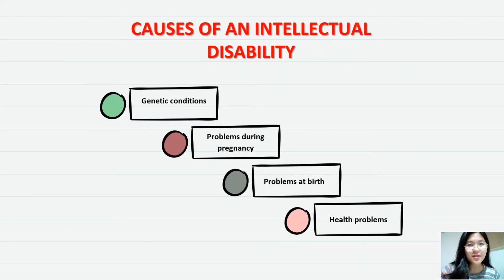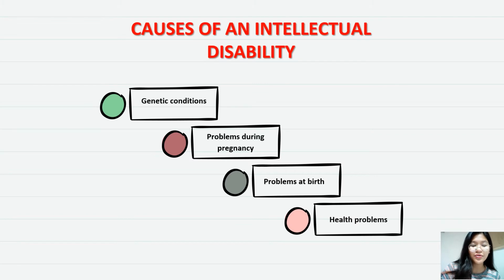Here are the common causes of an intellectual disability. Genetic conditions. Sometimes an intellectual disability is caused by abnormal genes inherited from parents, errors when genes combine, or other reasons. Examples of genetic conditions are Down syndrome or Fragile X syndrome. Another common cause is problems during pregnancy. An intellectual disability can result when the baby does not develop inside the mother properly. For example, there may be a problem with the way the baby's cells divide.